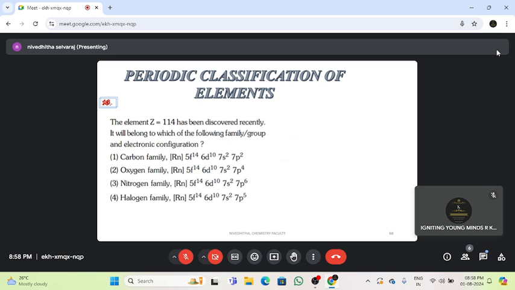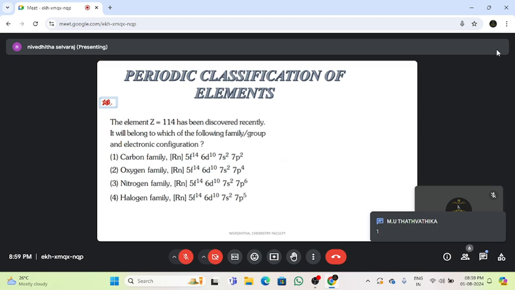Here, they have given you the element whose atomic number is 114, and they're asking us to locate this element, whether it is present in the carbon family, oxygen family, nitrogen family, or halogen family. For that you have to know the electronic configuration. As I've promised you, next class I'll teach you how to write the electronic configuration of elements without knowing the atomic number itself. By understanding that, you can answer this question.